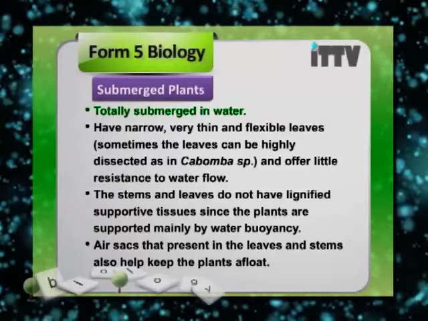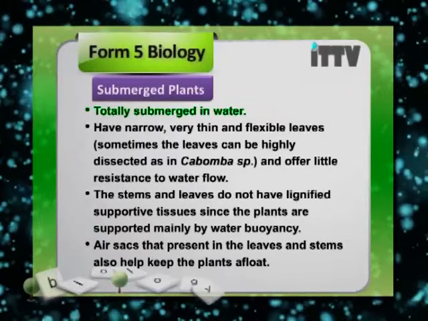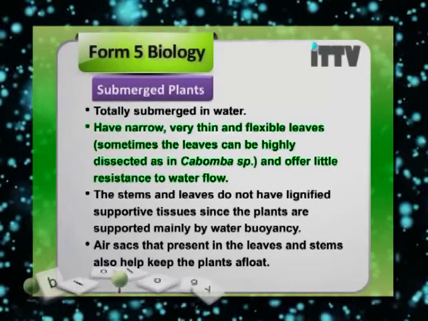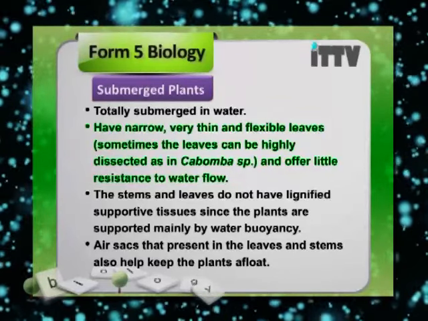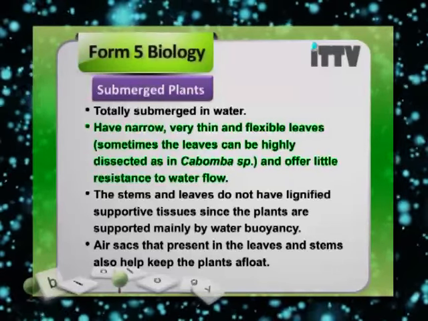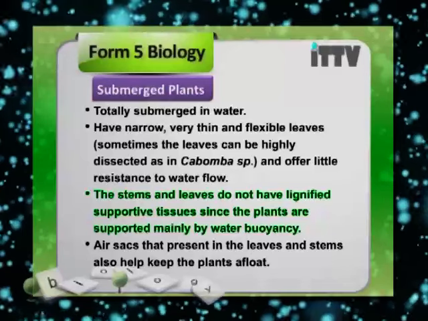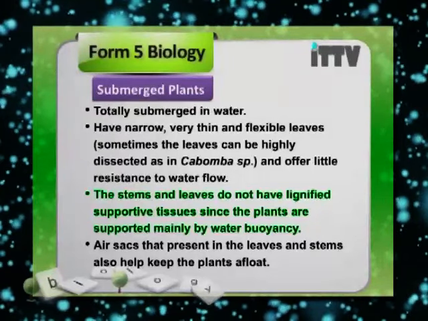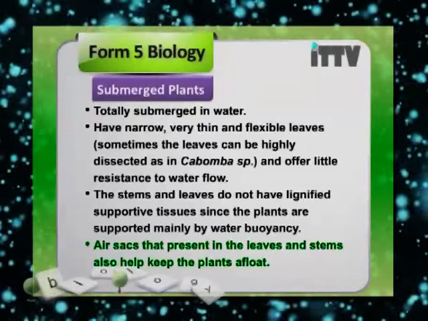Well, as you know, these plants are totally submerged in water. They have narrow, very thin and flexible leaves. Sometimes the leaves can be highly dissected, as in Cabomba, and they offer little resistance to water flow. The stems and leaves do not have lignified supportive tissues since the plants are supported mainly by water buoyancy. Air sacs are present in the leaves and stems also to help keep the plants afloat.